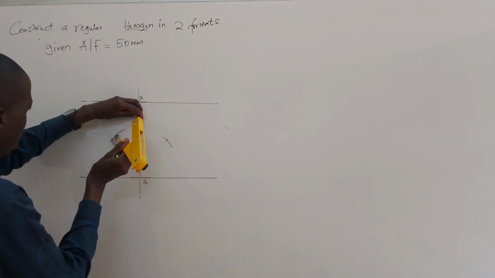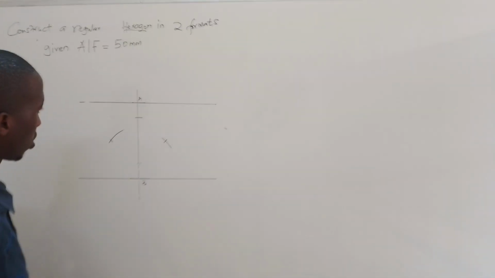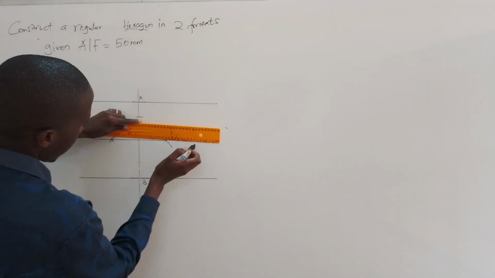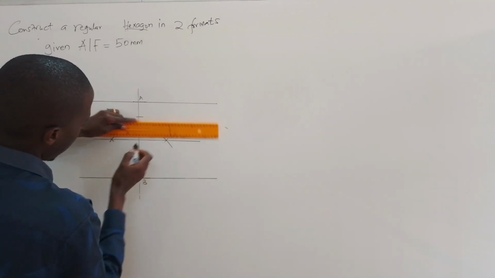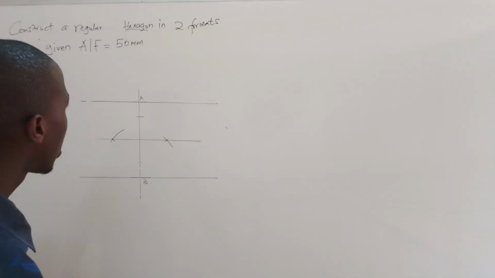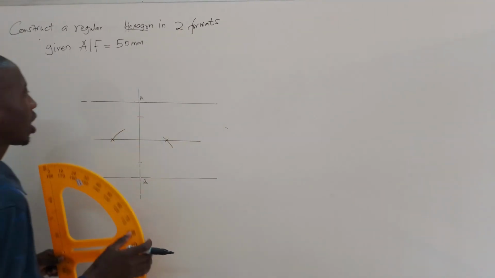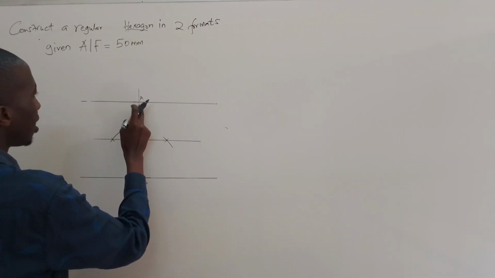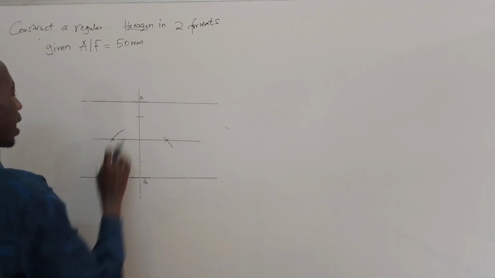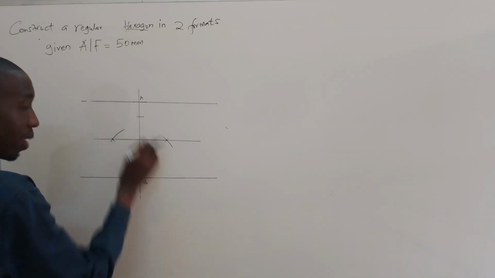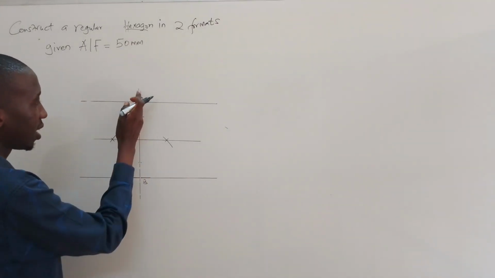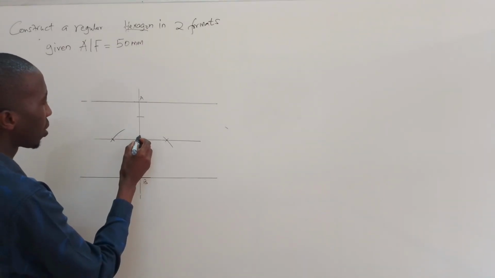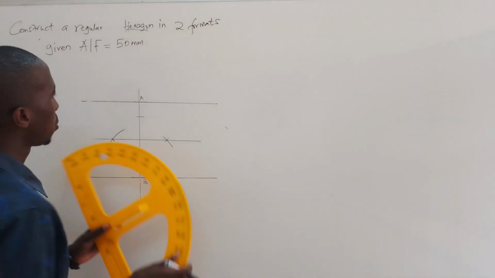And you produce a line. So we produce this line here. Now on this side, you either measure or you construct. If we require the hexagon in this format, where you have a vertical line, you will have to produce an angle here. So we'll produce an angle here equal to 30.